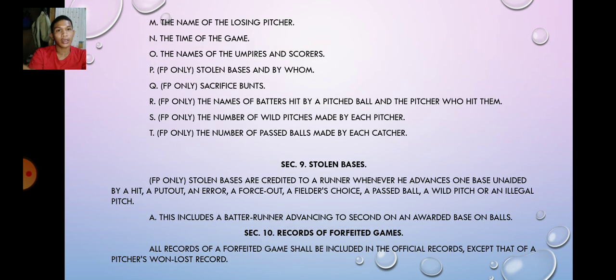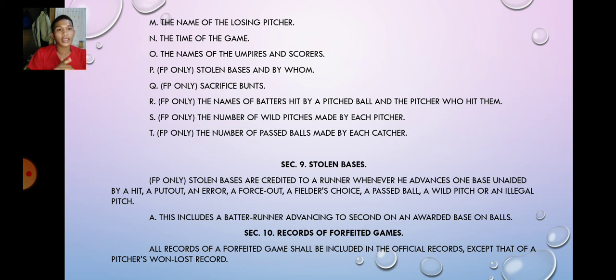So next, another: the name of the losing pitcher, the name of the game, the names of the umpires and scorer. P, first base only stolen bases, sacrifice bunts, and the names of the batters hit by pitched ball and the pitcher who hit them. So the number of wild pitches made by each pitcher, and passed balls made by the catcher.